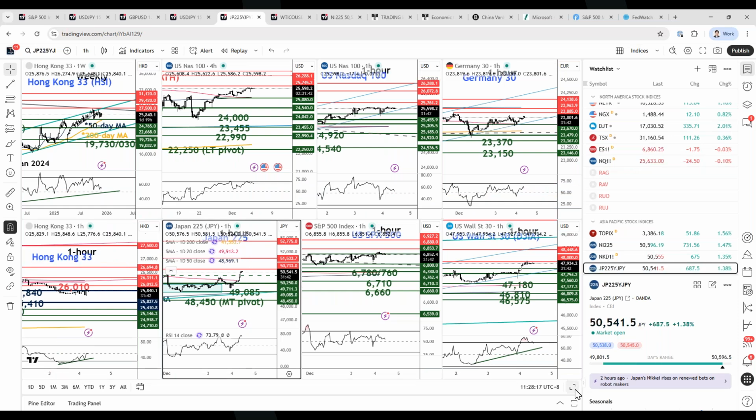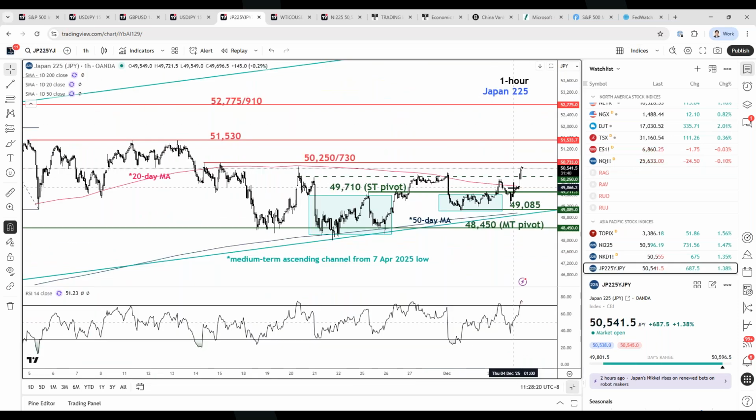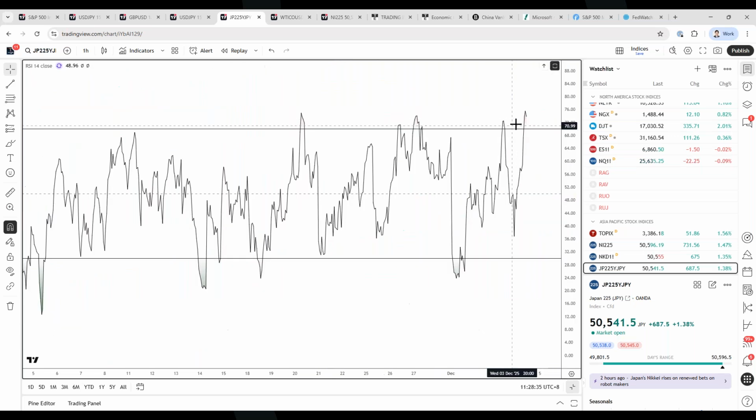So the Japan 225 rallied as expected and cleared above the 20-day moving average that has been acting as an intermediate resistance since 14th of November. Now it's fast approaching the upper limit of our first resistance level at 50,730. That being said, the RSI is now at the overbought level, no bearish divergence yet. So potentially there could be a minor pullback.